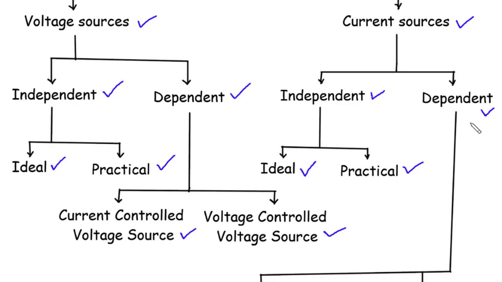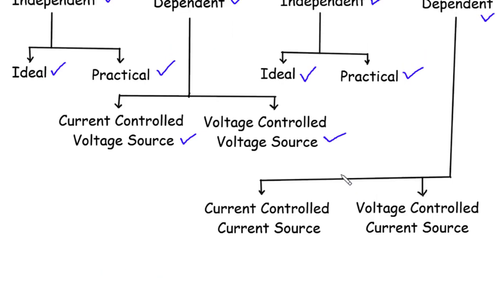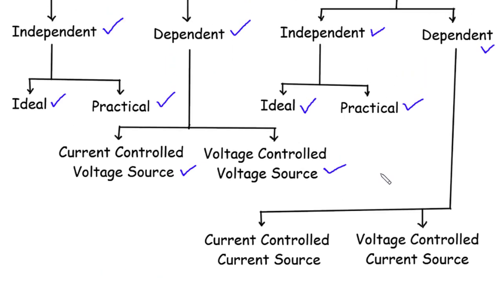Lastly, let's explore dependent current sources. These sources are controlled by other elements in the circuit, such as a current or voltage. Dependent current sources can be further classified into two types, current-controlled current sources and voltage-controlled current sources.